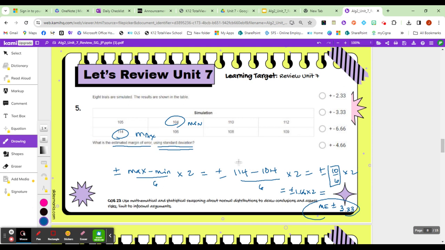So let's go over that again. Max minus min divided by 6 times 2. 114 minus 104 is 10. Bring over the 6. Don't forget the times 2. 10 divided by 6. I made a mistake there. That is not 3. That's 1.66666. So it's plus or minus 1.66666 times 2. And that gives me 3.33, plus or minus 3.33. So I'm going to choose the second one.